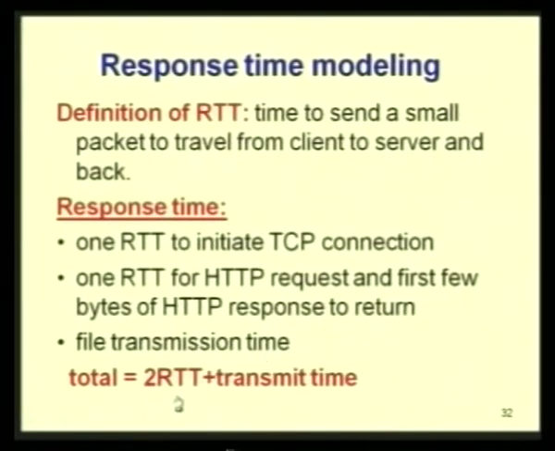So, the total will be 2 RTT plus transmit time, and remember, this has to be done for every object. So, if you have 11 objects, the initial file plus 10 objects, so 11 into so many RTTs before you get the file displayed. So, that is what happens in non-persistent HTTP protocol.